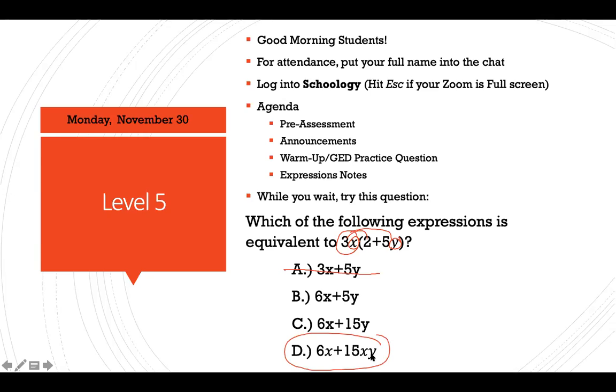Make sure you keep both of your variables. You need the x and the y, okay? The x can't disappear when you multiply them together. They just have to be combined just like that. So it's going to be 6x plus 15xy. All right, and we're going to talk about how we do this. We're going to look at it step by step in today's notes. So the answer is actually D for this one, right? We have an x and a y. Make sure you keep both variables in your answer.